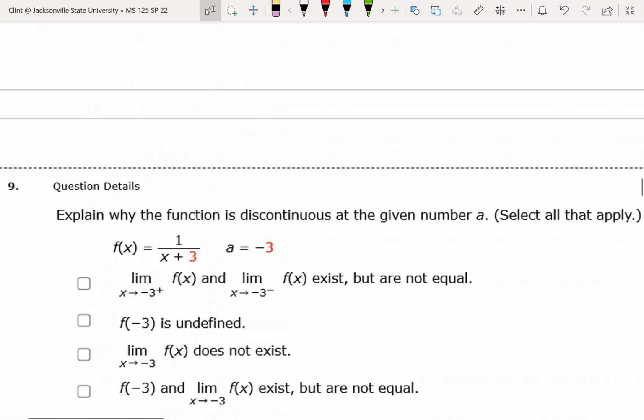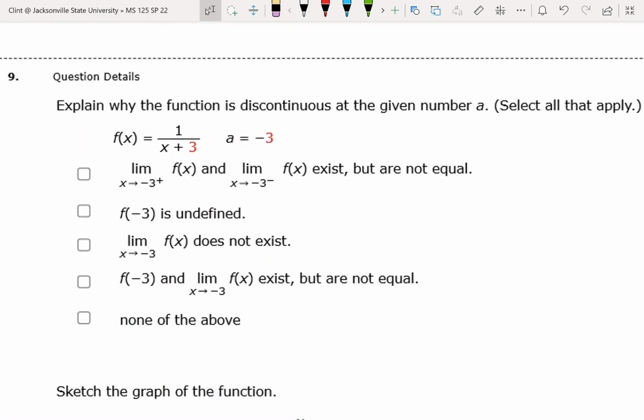Look at the next one. Okay. So this one really we're just trying to remember our definition of continuity. So this we're discontinuous at -3. And the reason that happens is we get 0 in the denominator there. So what are our 3 things we have to have for continuity, the long version?